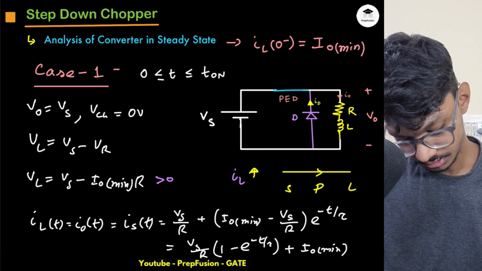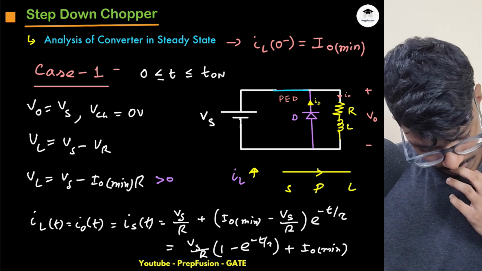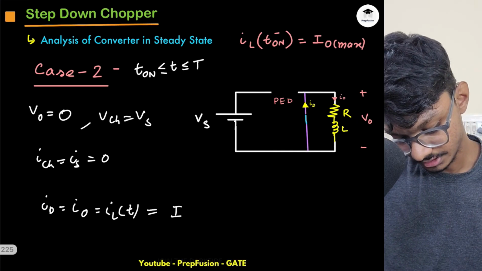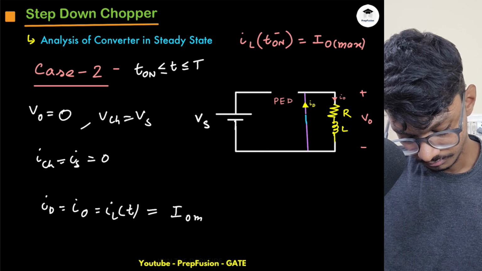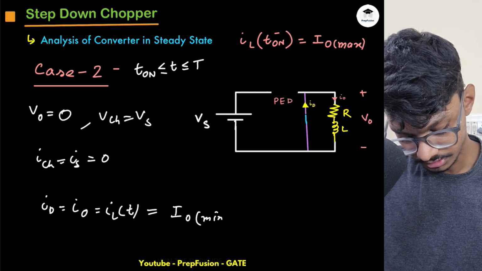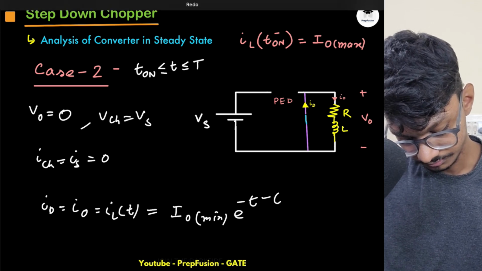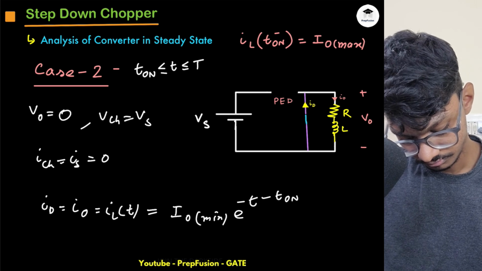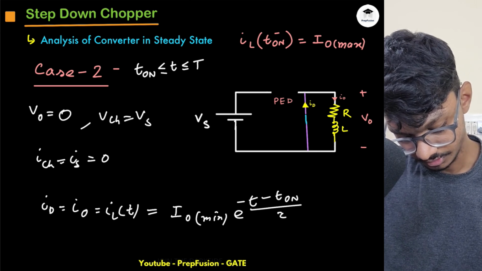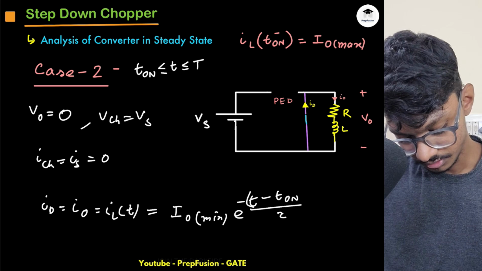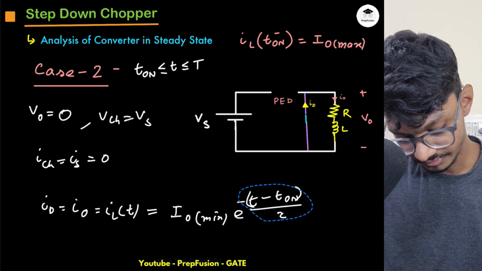Here one thing I can do is go from IO maximum, starting from IO minimum, and I want to go towards 0 voltage, 0 current. So this will be minus (t minus t on) divided by tau. Why t minus t on? Because I'm starting from t on here, right?